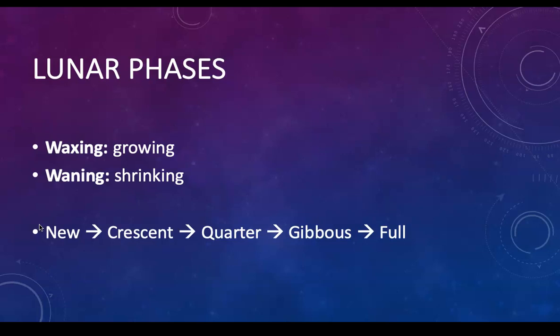So what we move through here is we go from a new moon to a full moon, we're waxing. And then as we go from full moon to new moon again, we're waning. And these are the steps that we go through. Your phases as you wax and wane are in between new and full: crescent, quarter, and gibbous.